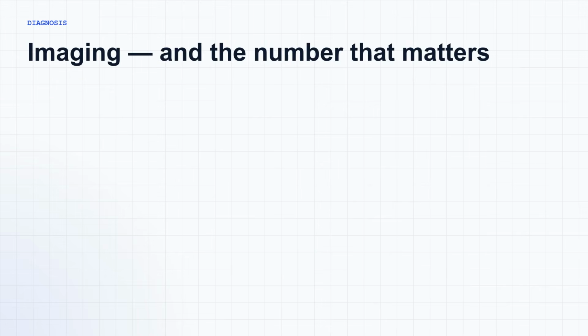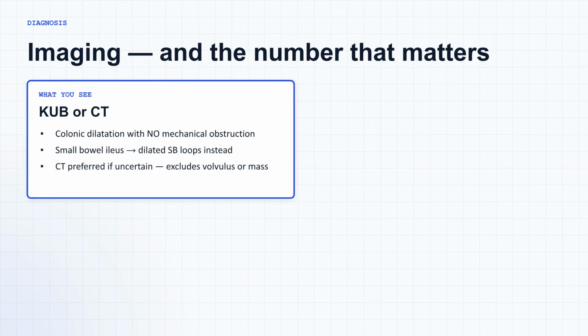Imaging seals the diagnosis. A plain abdominal film or a computed tomography scan shows colonic dilatation with no mechanical obstruction. In a small bowel ileus, you see dilated loops of small bowel instead. Computed tomography is preferred when you are not certain, because it excludes a volvulus or a mass.